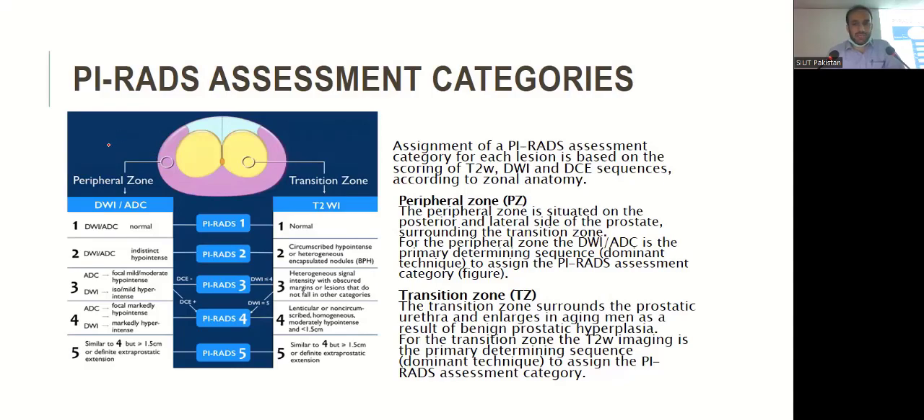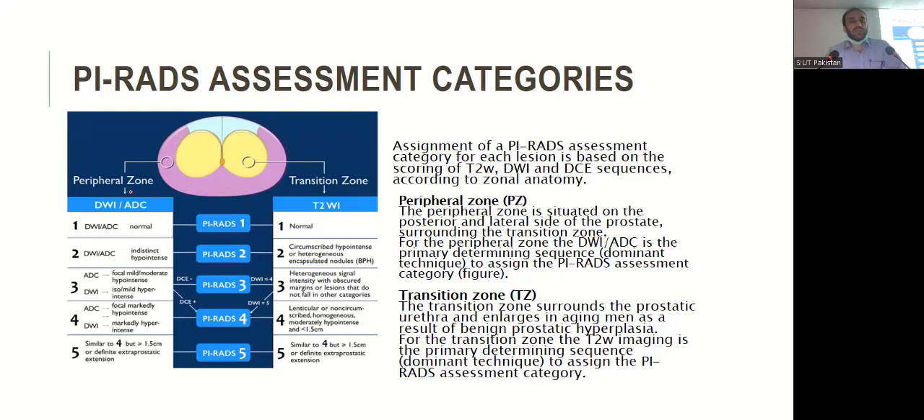Assessment of PI-RADS categories for each lesion is based on the scoring of T2 weighted imaging, diffusion weighted imaging, and dynamic contrast enhancement sequences according to the zonal anatomy. The peripheral zone is situated on the posterior and lateral side of the prostate, surrounding the transition zone. For the peripheral zone, diffusion weighted imaging is the primary determining, dominant technique to assign the PI-RADS assessment categories. So this is the peripheral zone.